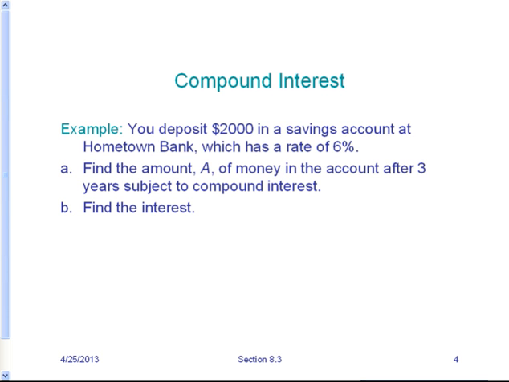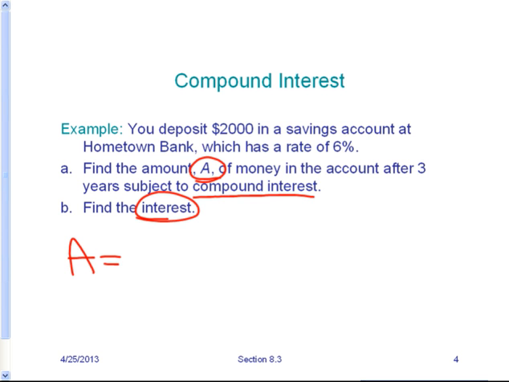So let's do an example. You deposit $2,000 in a savings account, which has an interest rate of 6%. Find the amount, A, of money in the account after 3 years, subject to compounded interest, and find the interest itself. So A will tell you the amount of money in the bank, and we're also looking for just the interest itself. So we are going to be compounding annually. It doesn't say, so we're going to assume that it's compounded annually. In your homework it should say.